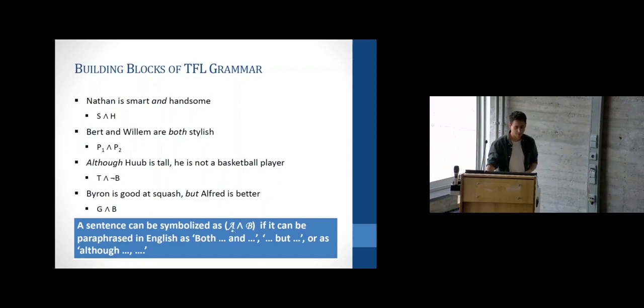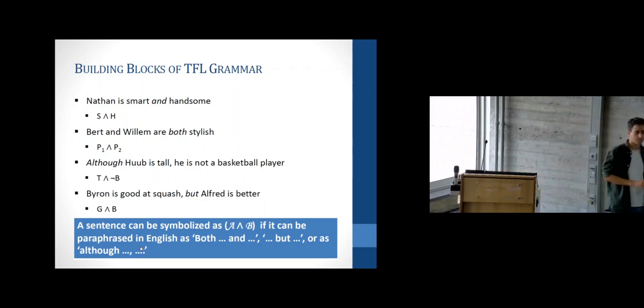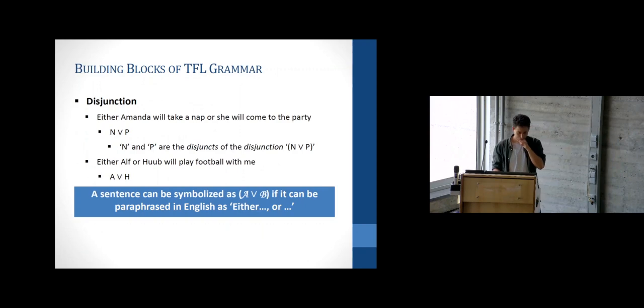Okay, so this structure, A and B, or A conjunction B, paraphrases the English phrases "both and," "but," "although." These are all conjunctions in English. Questions? Disjunction is kind of like the cousin of conjunction. They interact in very interesting ways together. Disjunction basically captures "or."